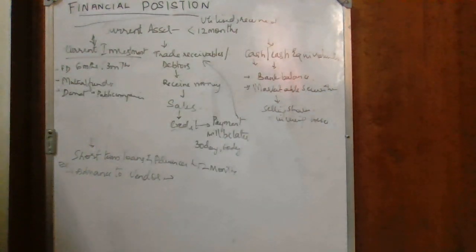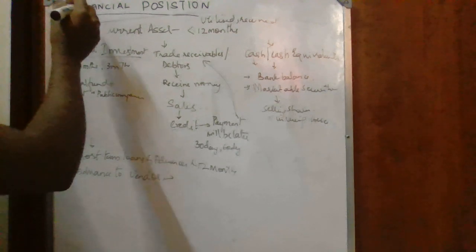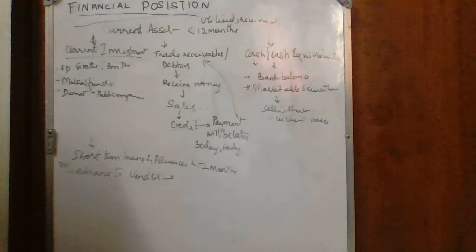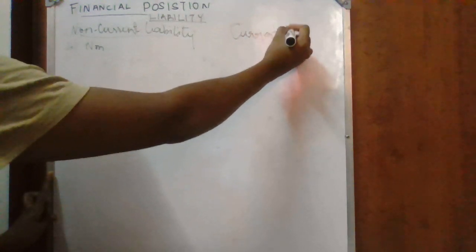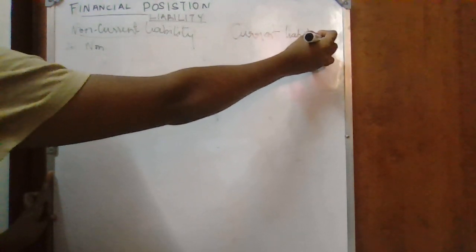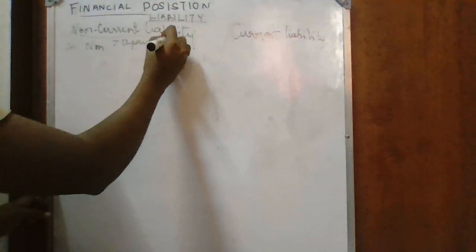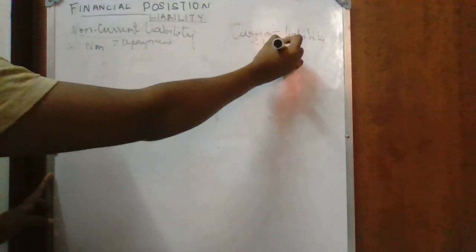Now, the non-current assets and current assets are done. Next, we are left with finding out the financial position through liabilities. Under liability, again we have non-current liability, which will be paid after 12 months, and current liability, which should be paid within 12 months. Liability is something you have to pay. It is an obligation for the company to pay.